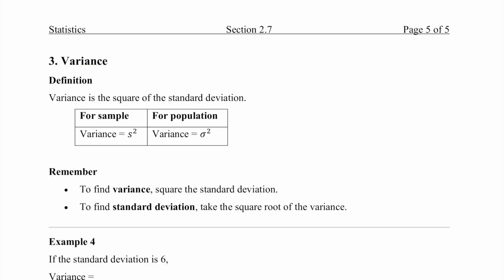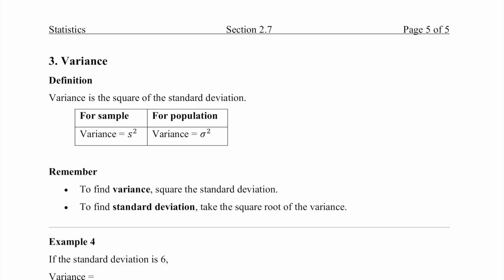Let's begin with variance. Variance is closely related to standard deviation. In fact, variance is simply the square of the standard deviation. For a sample, the variance is written as s squared. For a population, the variance is written as sigma squared. Remember, the exponent 2 means we are squaring the standard deviation.